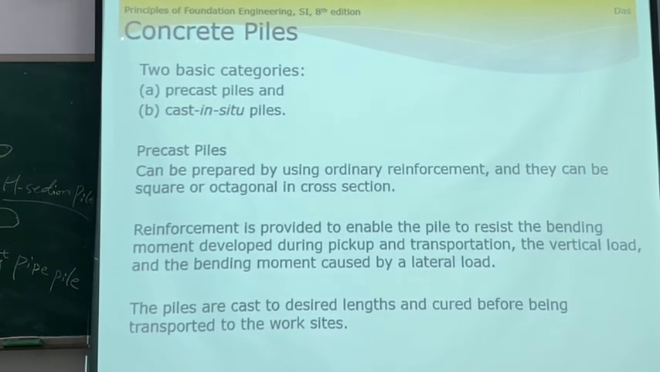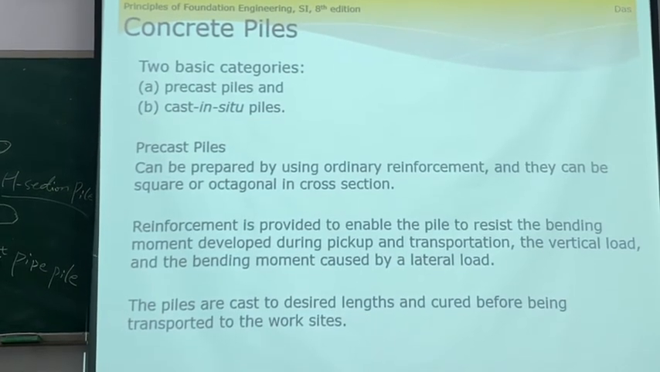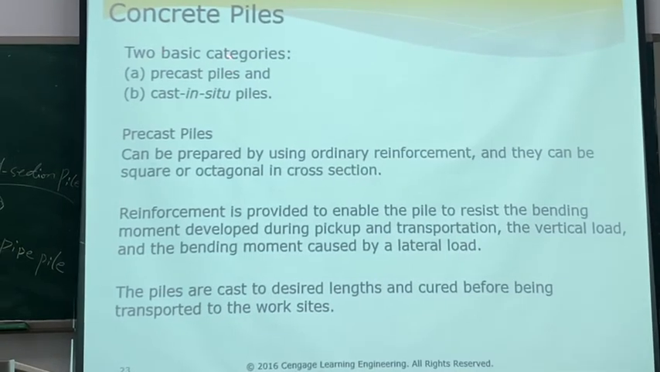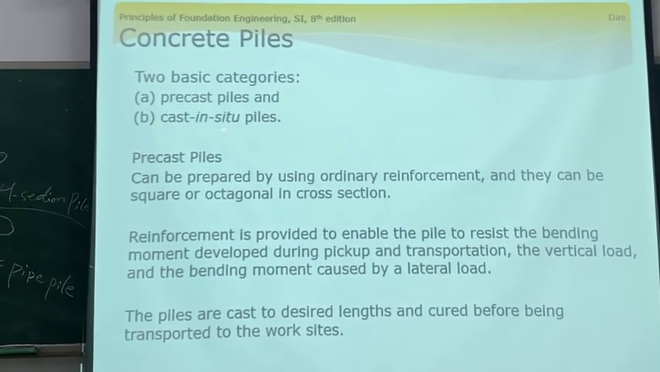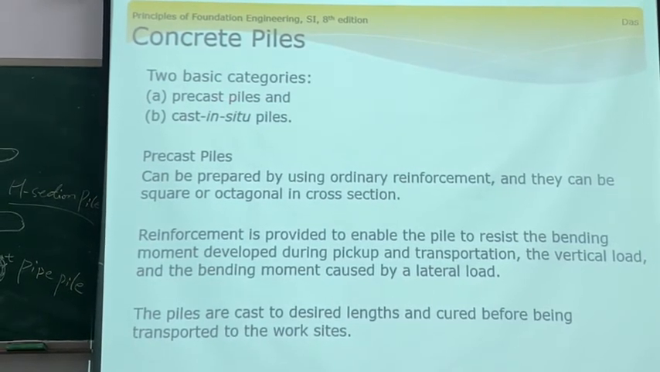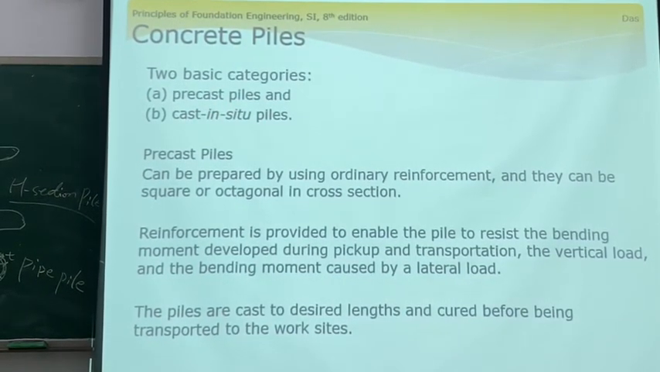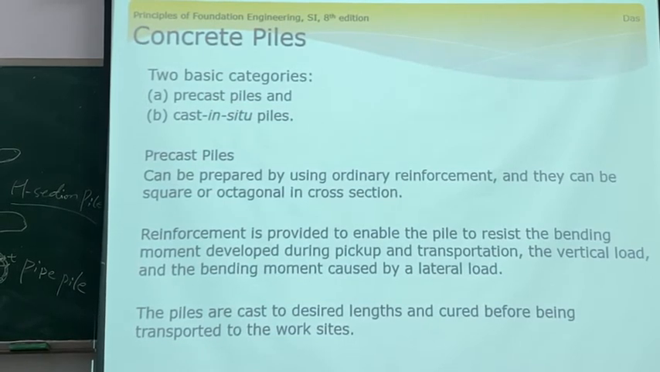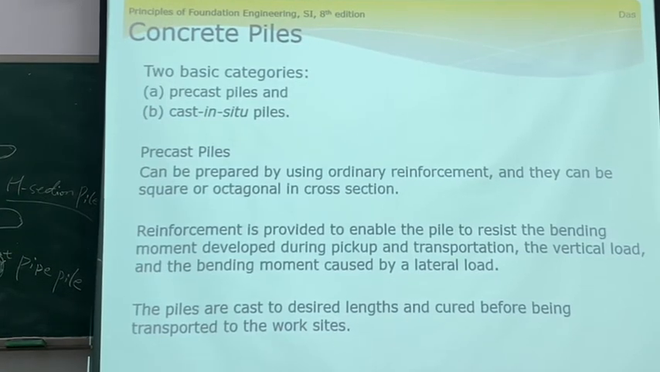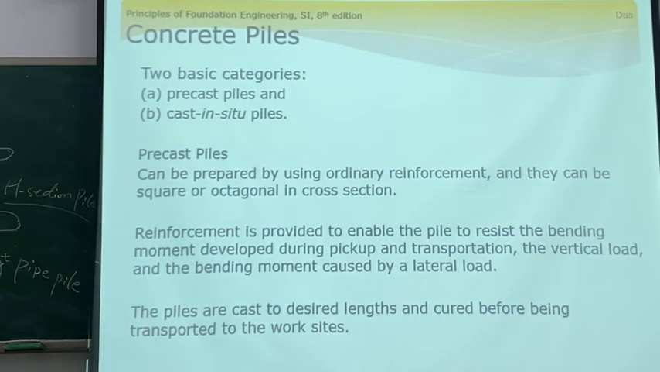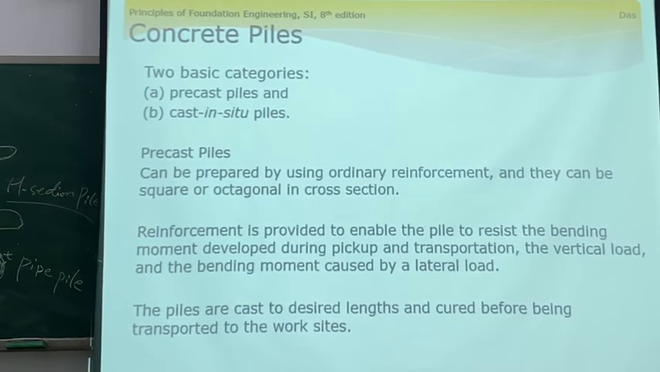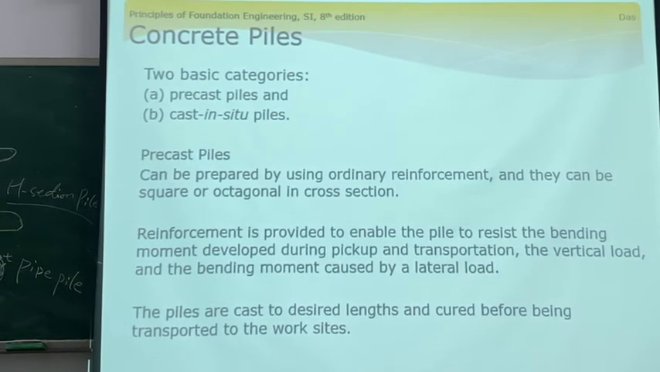And second is the concrete pipes. Concrete piles divide into two basic categories: precast piles and cast in-situ piles. Precast piles are made in the factory, and then we drive the precast piles into the ground. Yeah, this is the precast.